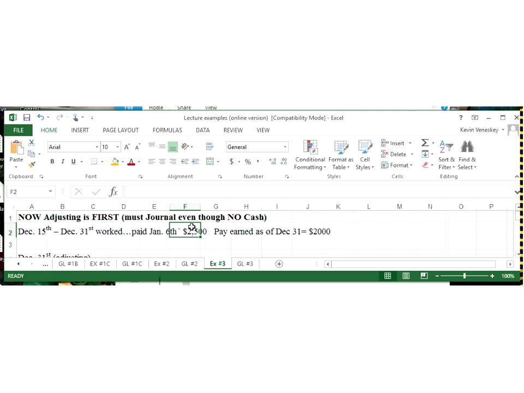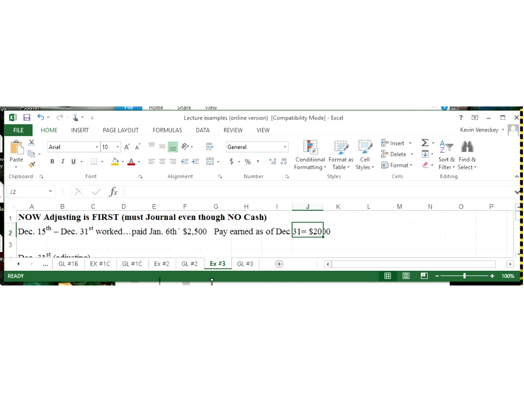Now, it would be unfair next year if I put all $2,500 as shown next year as being worked. That $2,500 wasn't all worked in the next year. Most of it was worked this year. So I need to show that the work was done this year even though I haven't paid it.